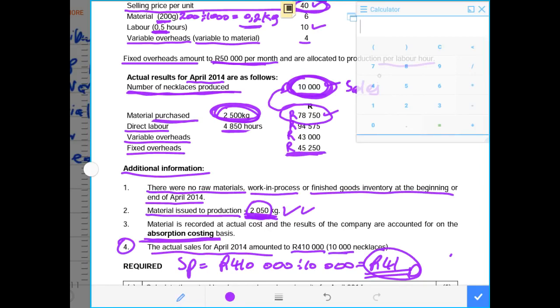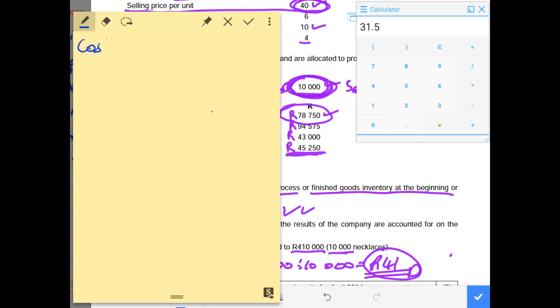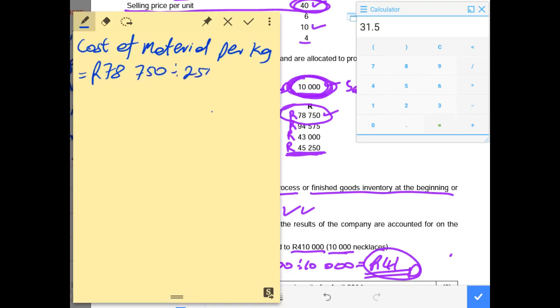So what we do, we say 78,750. We divide this by 2,500. We get the cost of material per kg. So we first need to calculate the cost of material per kg. The cost of material per kg will be 78,750 divided by the kgs that we purchased, meaning it cost us 31 rand 50 cents to buy 1 kg of material.